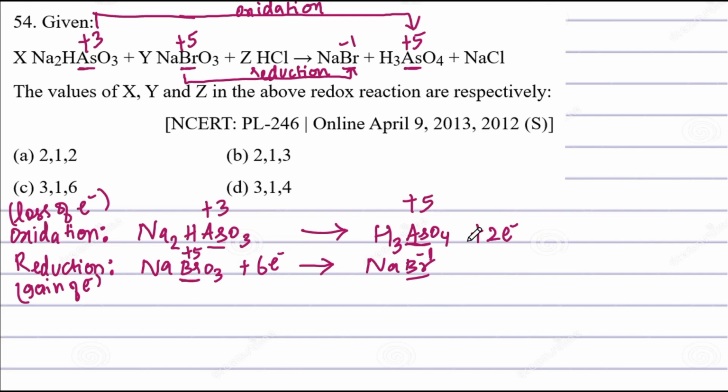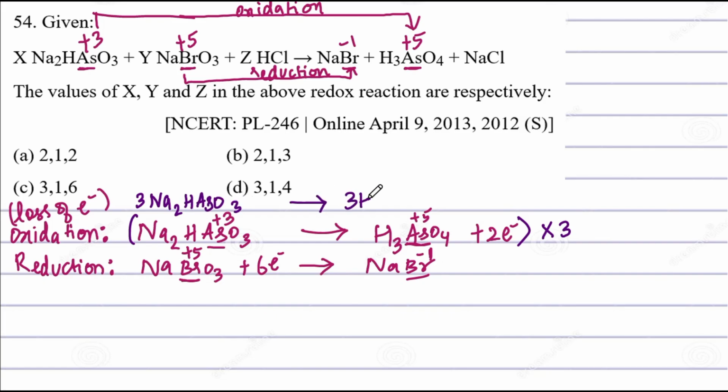We know that the number of electrons should be equal. So the number of electrons lost should be equal to the number of electrons gained. So how to equate that simply? By multiplying the oxidation half reaction by 3. So I will write 3 on top: 3 Na2HAsO3 gives 3 H3AsO4 plus 6 electrons. So now the number of electrons are equal.